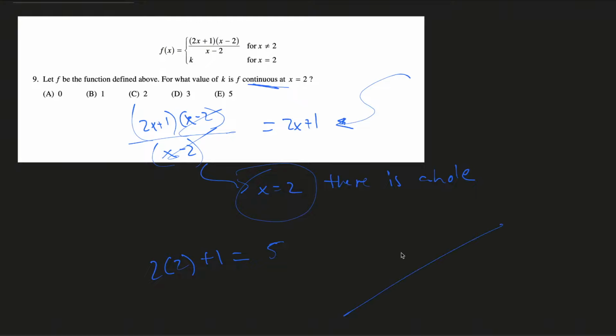So again, if we look at the equation, this would be 1. This is exactly how the line would look, the function. And this is at 5. So to make sure that it is continuous right here, we have to make sure that the point equals the limit. The limit equals 5. So the point needs to also equal 5. So hence k must be equal to 5, which is E.